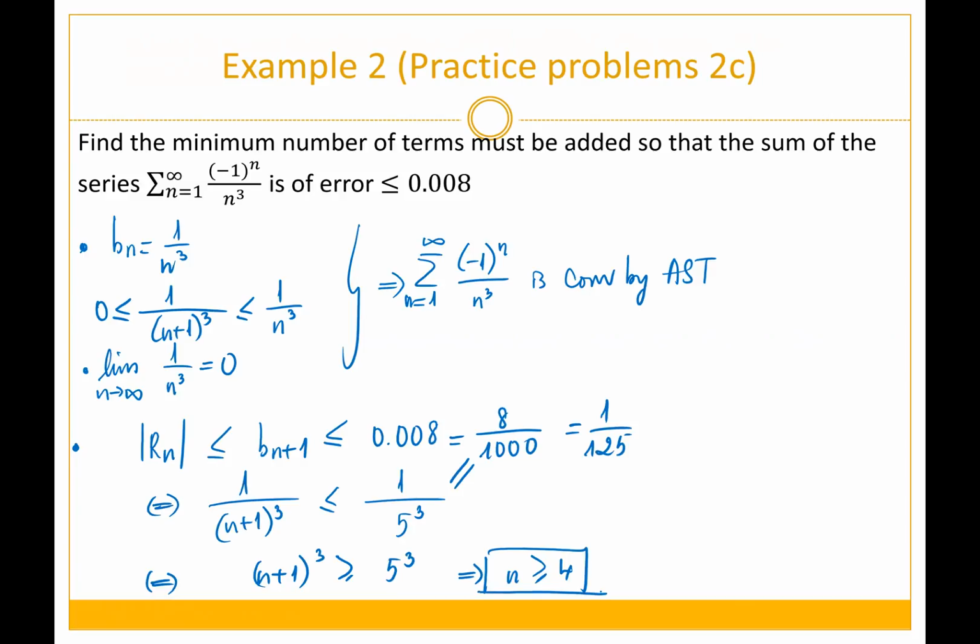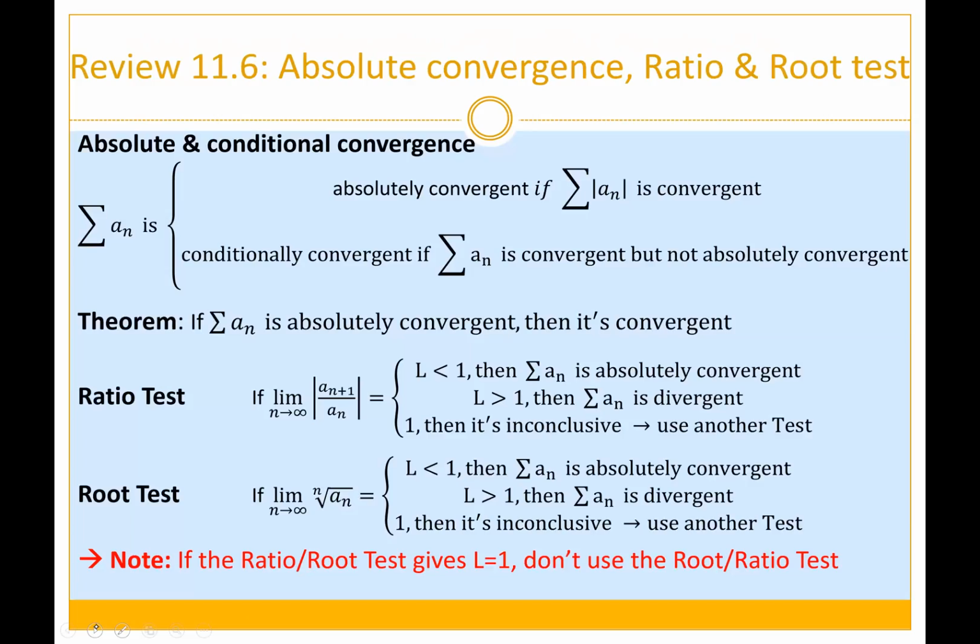So when you estimate the nth partial sum using S4, the error is going to be smaller than or equal to 0.008. Is that clear to you guys, how we're going to use the alternating series estimation theorem? Okay, I'm going to go ahead and get to 11.6.